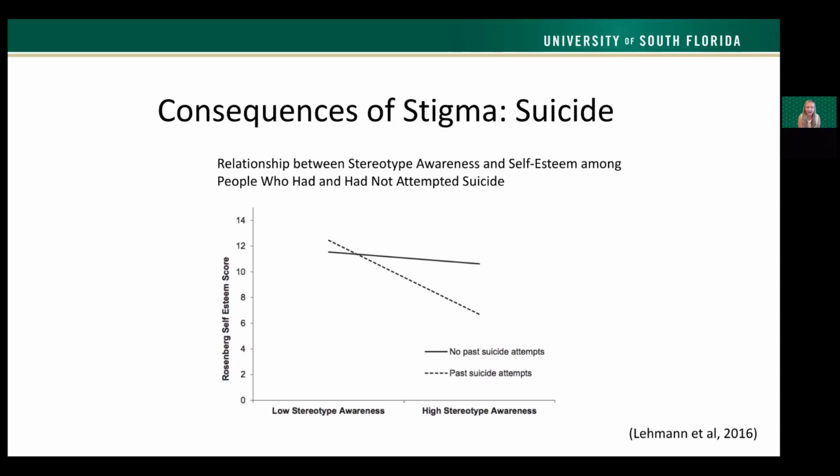So you can see that for those with no past suicide attempt, the line is parallel to the x-axis, right? So there's no relationship between stereotype awareness and self-esteem for those folks. For the people who had a past suicide attempt, however, high stereotype awareness was significantly related with lower self-esteem scores. So what this research is showing is that awareness of these stereotypes, by way of lowered self-esteem for those people who had had a suicide attempt, might have put them at risk for suicide.